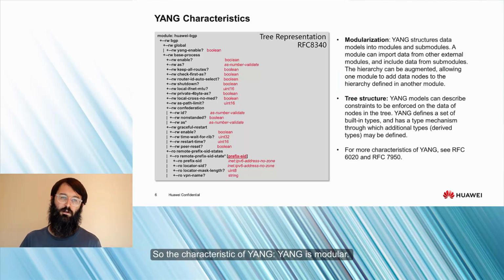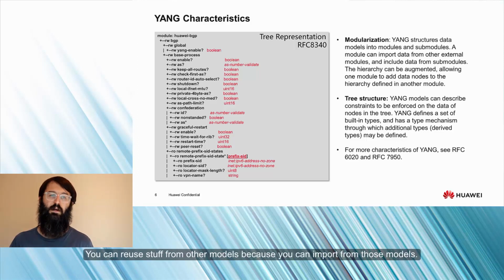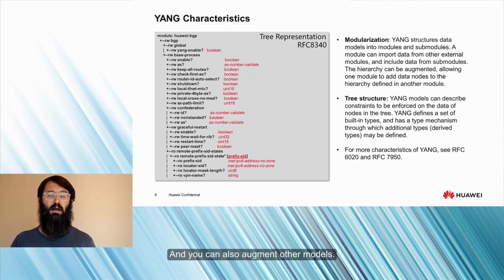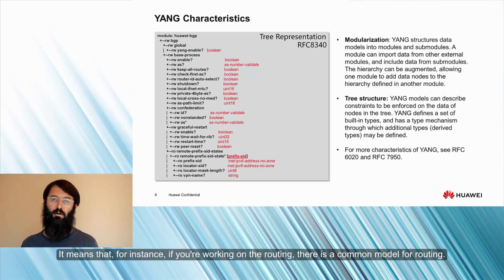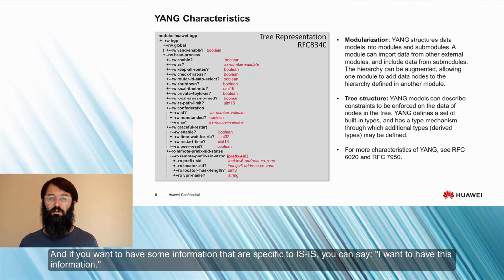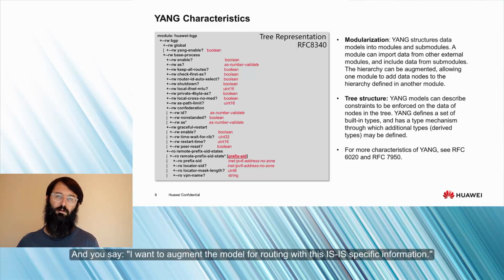So the characteristic of Yang is that it is modular. Once you have written something in Yang, you can reuse it. You can reuse stuff from other models because you can import other models, and you can also augment other models. It means that, for instance, if you are working on routing, there is a common model for routing, and if you want to have some information that is specific to ISIS, you describe what you want to add, and you say I want to augment the model for routing with this ISIS specific information.